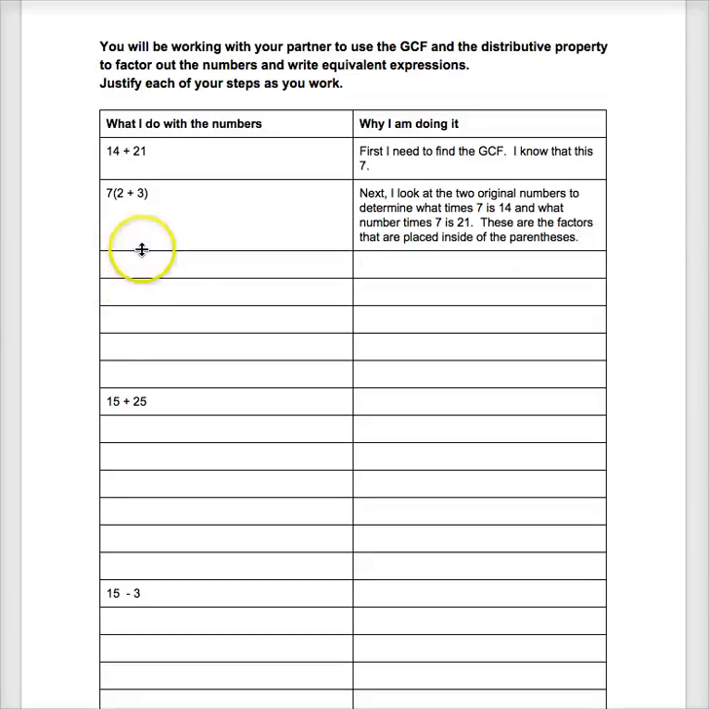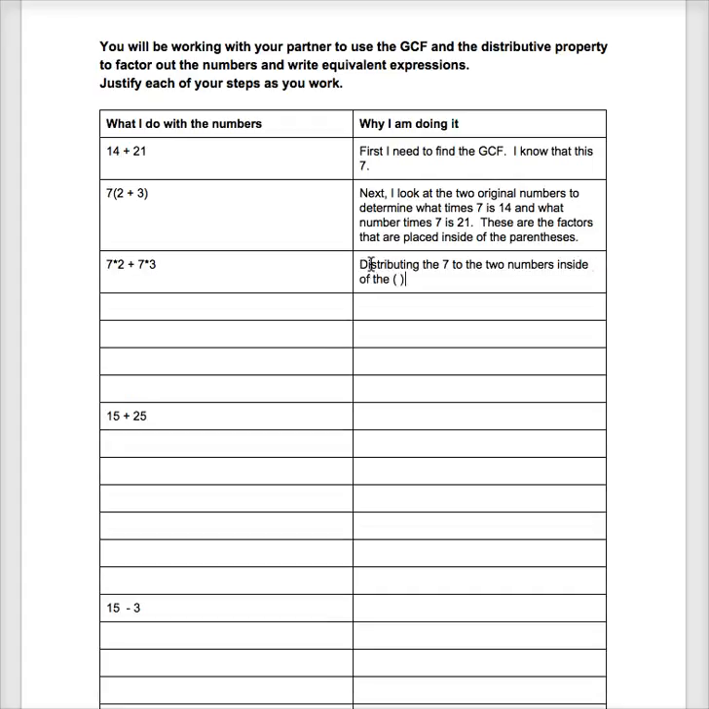Okay, that's better. Now, after I do this, I can either add 2 and 3 to get 5, or I can distribute the 7. And that's what I want to do. This right here tells me 7 times 2 plus 3. So I'm now going to do 7 times 2 plus 7 times 3. And what I'm doing is distributing the 7 to the two numbers inside of the parentheses. I'm going to multiply these terms.